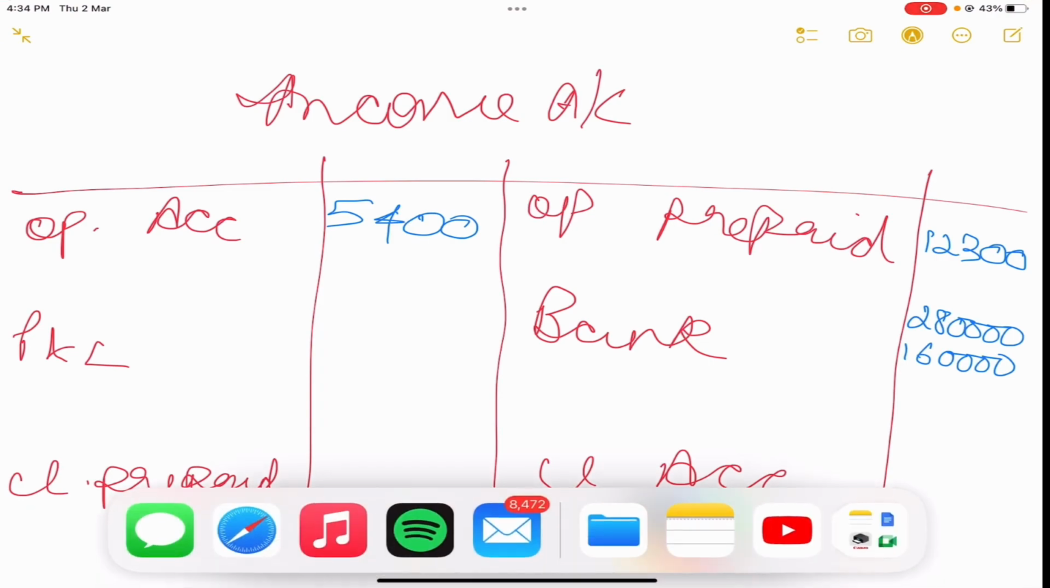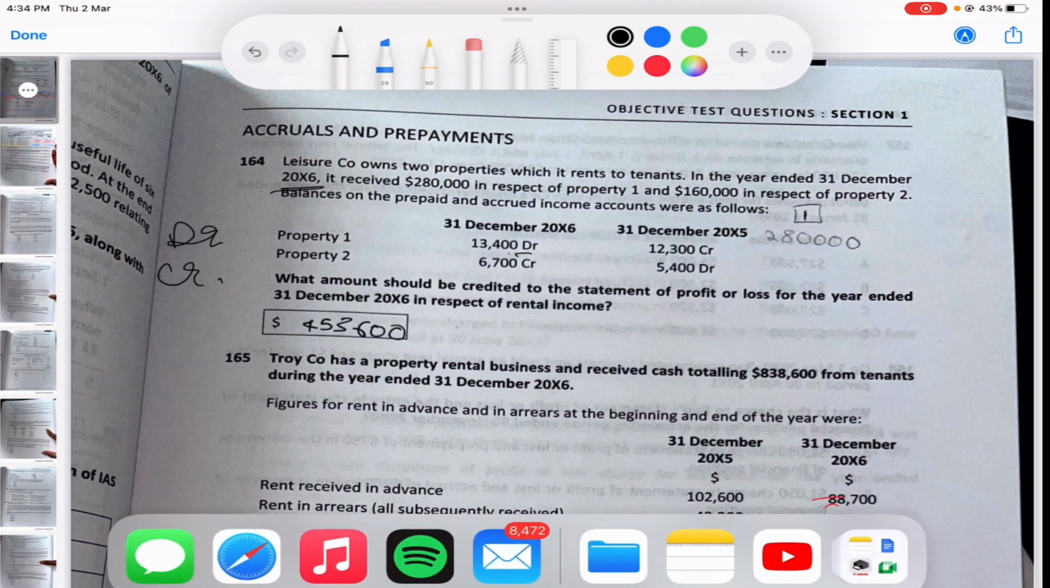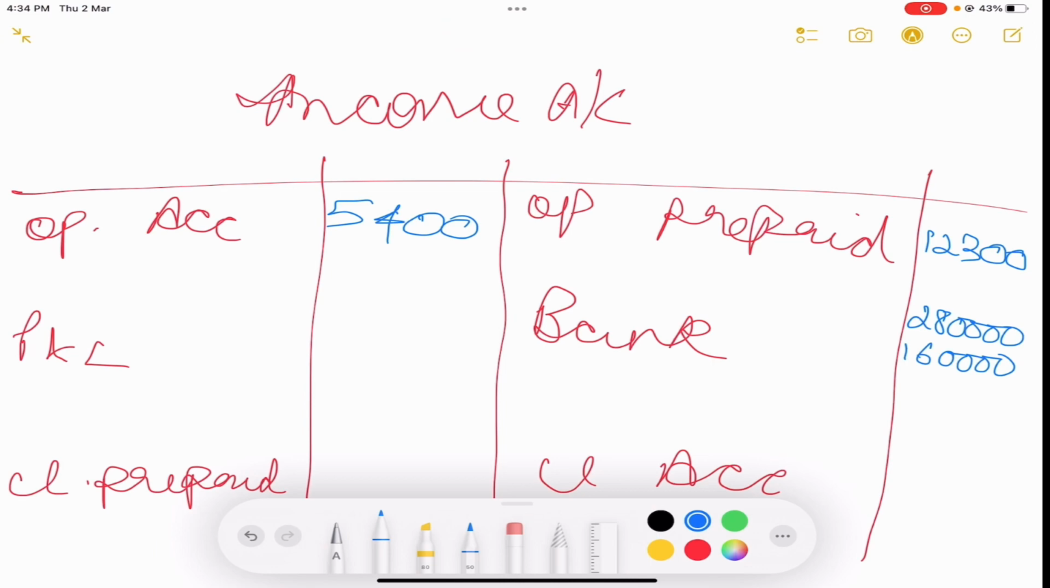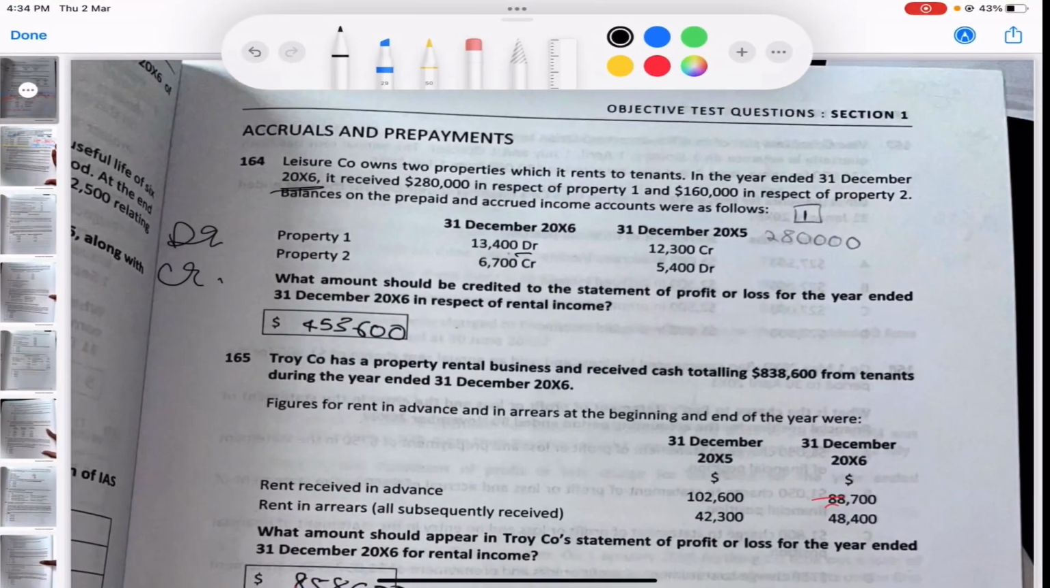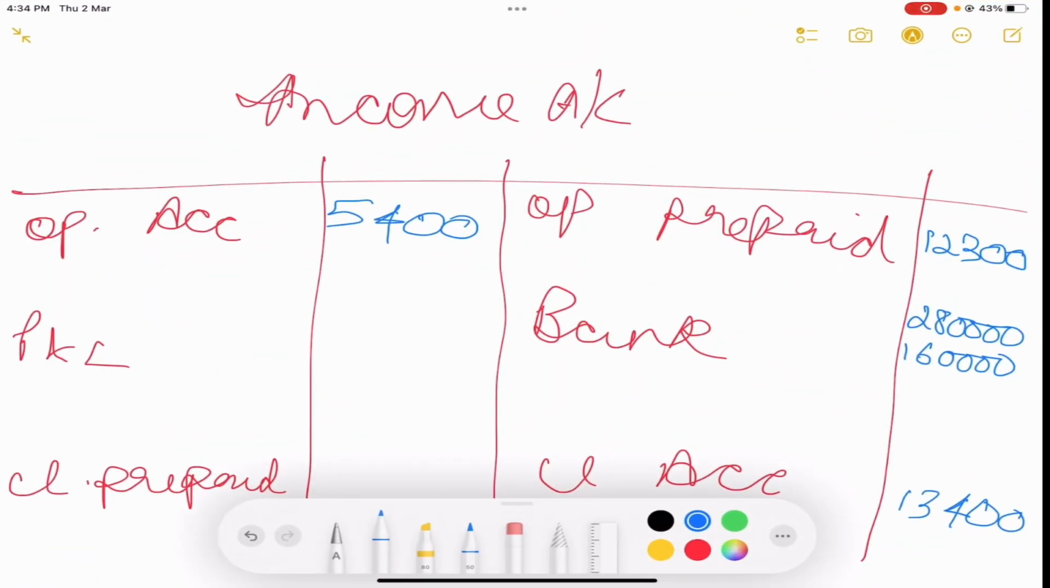Now let's go to the 2006 values. That would be my closing values. So for property 1 we have a debit. So debit is an asset. So what is an asset? Accrued income is an asset. So closing accrued is 13,400. I hope you're solving it along with me. And we have 6,700 credit, which is a liability. So prepaid. So we have closing prepaid 6,700.